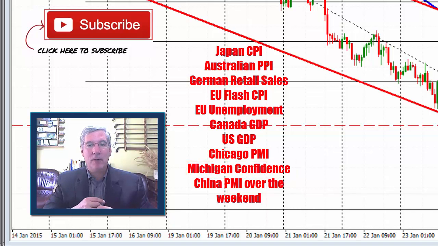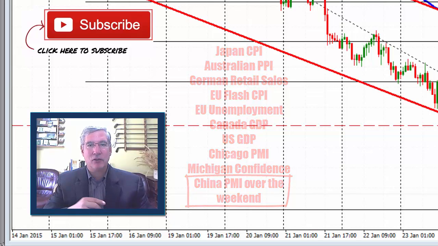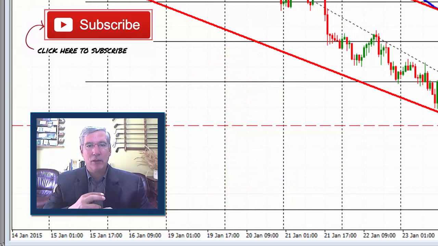Over the weekend, we do have manufacturing PMI coming out of China, non-manufacturing PMI coming out of China as well. So you people in the Australian versus US dollar or any Australian currency pair, you have weekend risk there in that release.